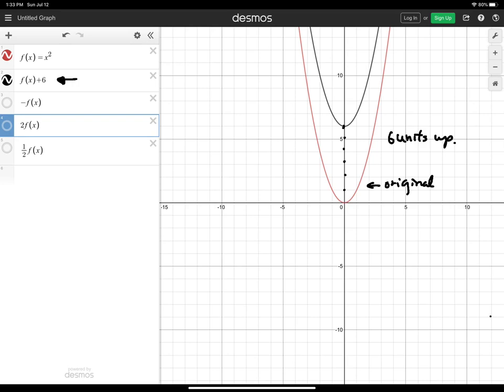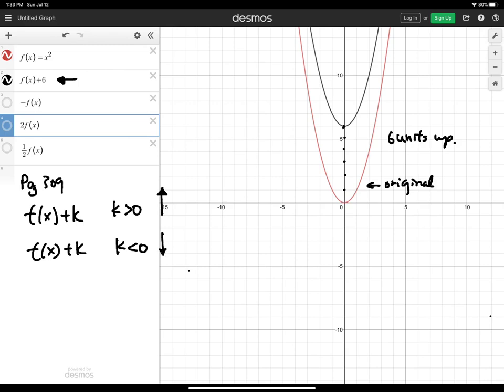And be careful, this plus 6 is outside the parentheses and not inside the parentheses. So if you look in the book, on page 309, if you have f of x plus k and k is positive, that means we're going up. If you have f of x plus k when k is negative, this means we're going down.